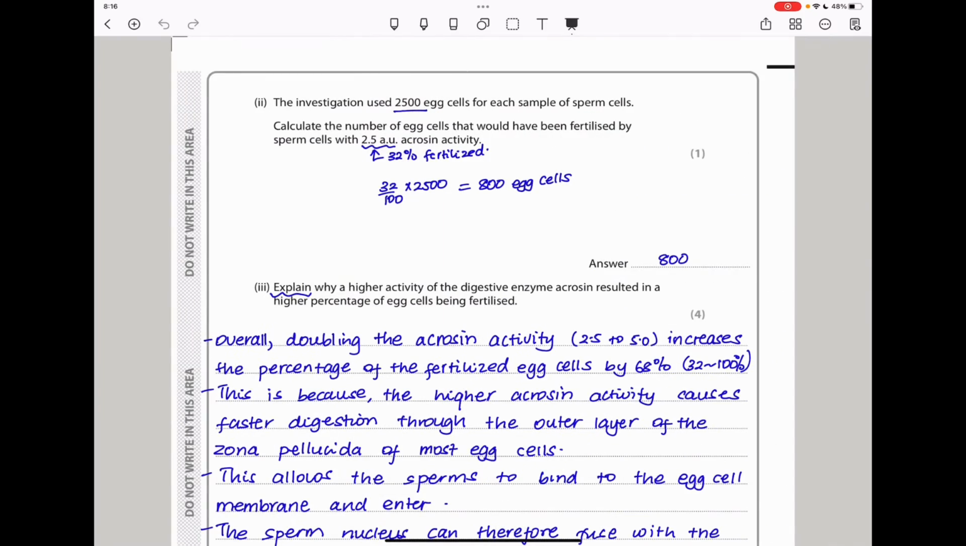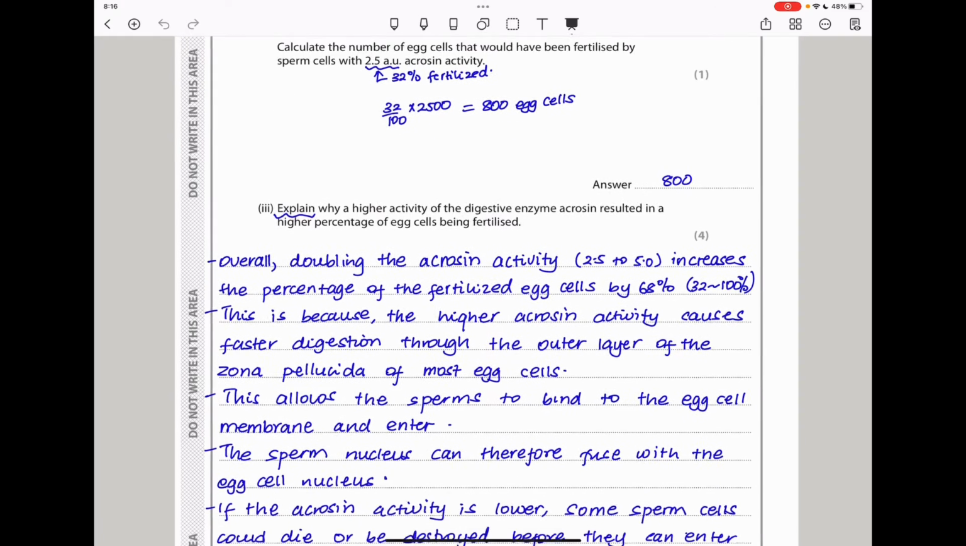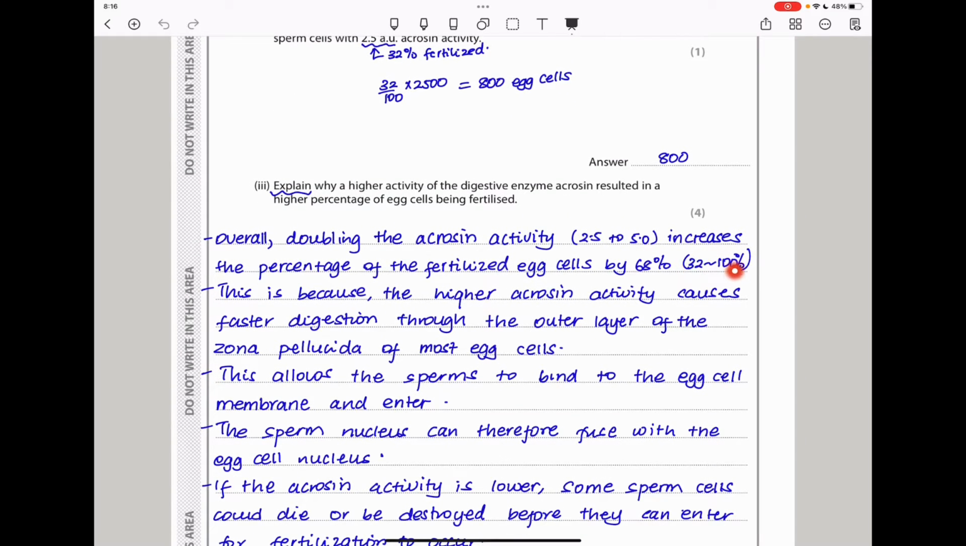So here I said, overall doubling the acrosin activity from 2.5 to 5.0 increases the percentage of the fertilized egg cells by 68%. This was from 32 to 100. And I said this is because the higher acrosin activity causes faster digestion through the outer layer of the zona pellucida of most egg cells.